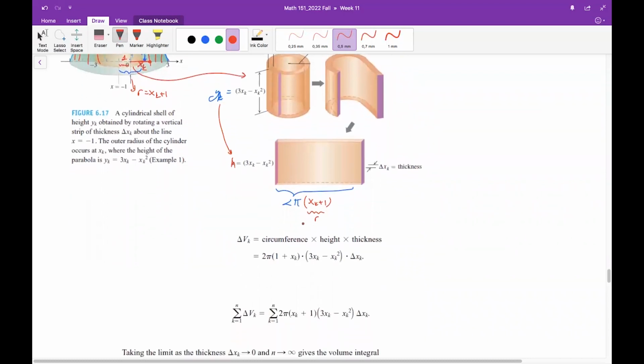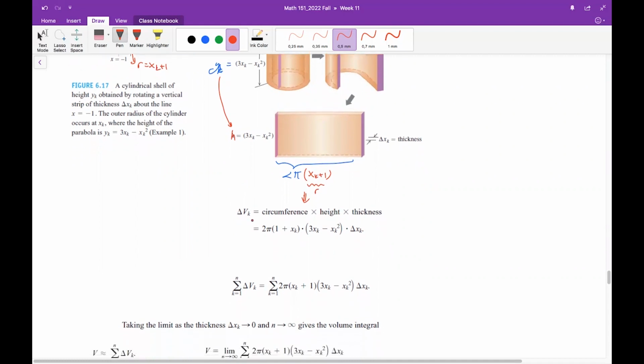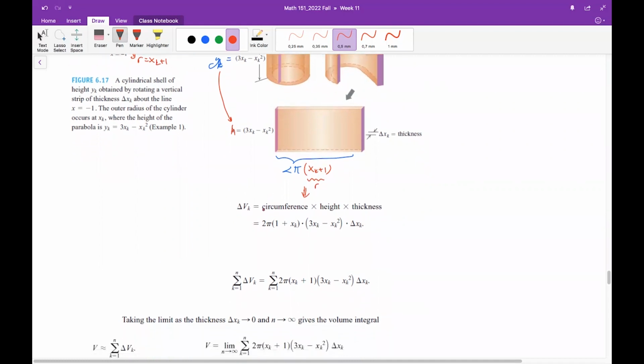This is the radius of your cylinder, and this is the height given by your curve, and there is this thickness. That's why the volume of this very thin cylindrical shell, Vk, is given by this formula. Area of the base, okay, so it is this length times the thickness times the height. So they are all here. Circumference is this part, height is given by the curve, and thickness we denote it like this.